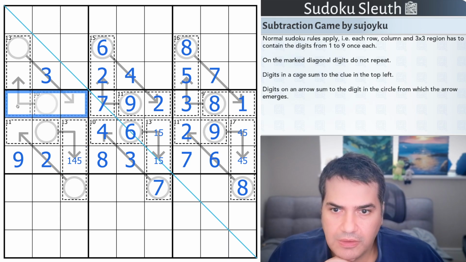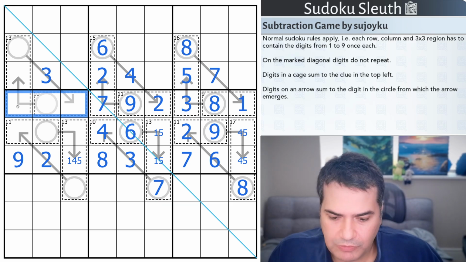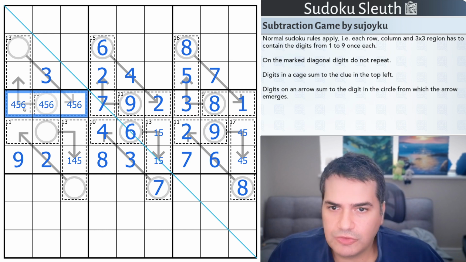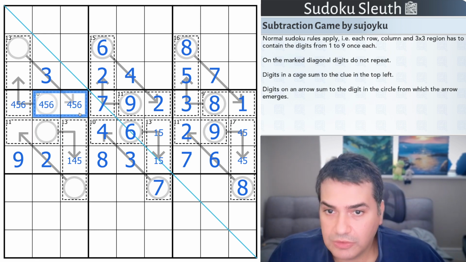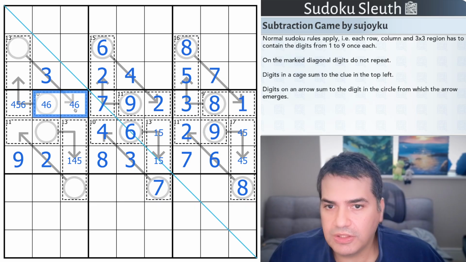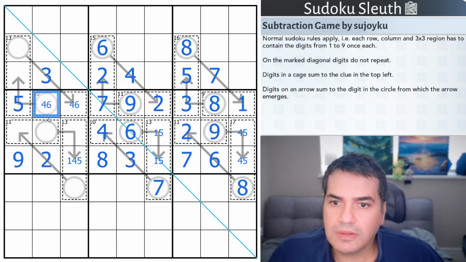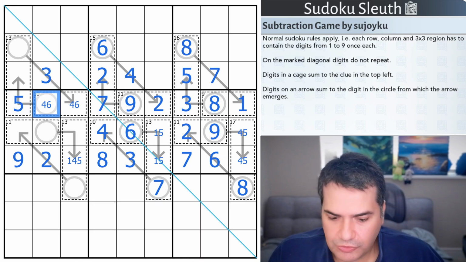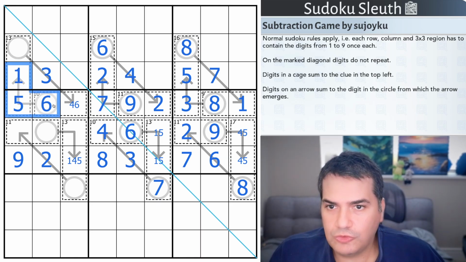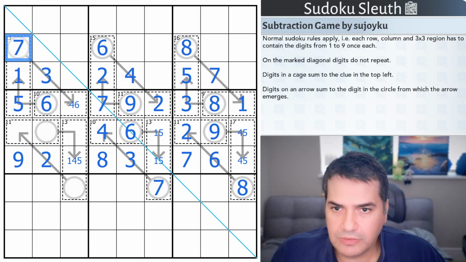In here I have 3 digits that I know. 5, 6. Some days I just really struggle when it comes to scanning. 4, 5, and 6. That can't have a 5 inside a 2-cell cage. This is a 4, 6 pair. That's a 5. Can't be a 4 with a 5 as part of the sum. That's 6. That's 1. These two are 6. That is a 7 to get to 13.